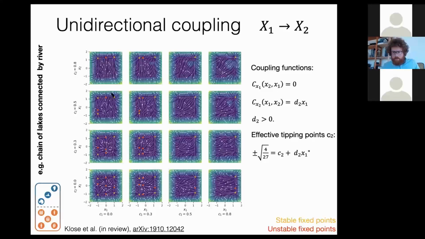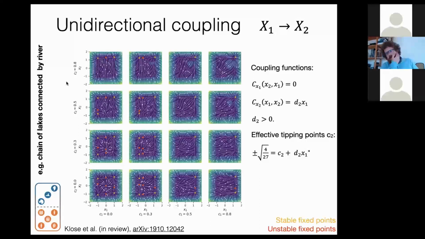and for a certain coupling strength, which is larger than 0 here. And you can see that, of course, depending on the value of these control parameters, there exists a different amount of fixed points, and the flow changes such that very different types of dynamics are possible.